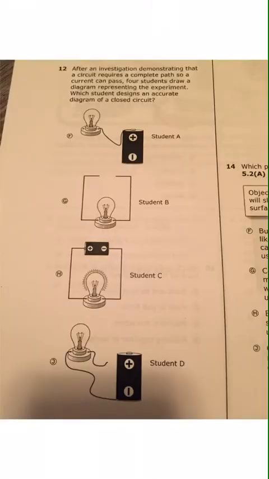Number 12. After an investigation demonstrating that a circuit requires a complete path so a current can pass, 4 students draw a diagram representing the experiment. Which student designs an accurate diagram of a closed circuit? Student A, Student B, Student C, Student D.